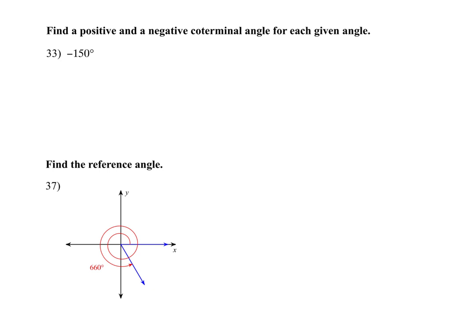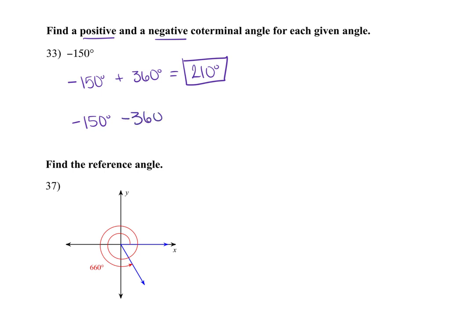A positive and a negative coterminal angle, all right? I'm just going to take the negative 150 degrees and add a full circle. That's going to give me my positive coterminal angle. And then I'm going to take the negative 150 and subtract a full circle. And that will give me my negative coterminal angle.